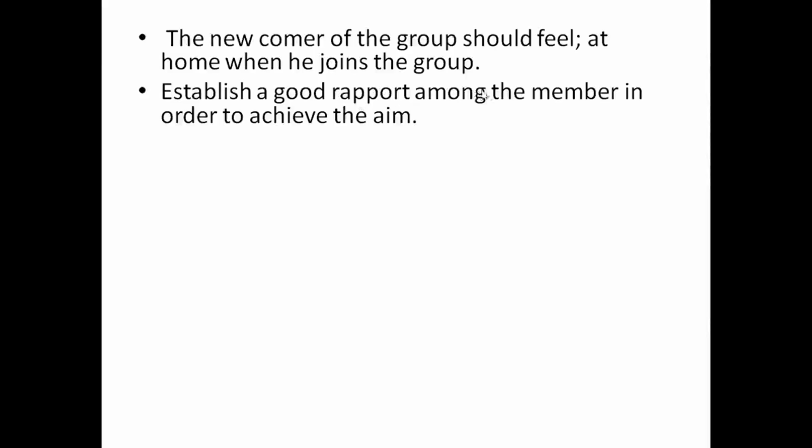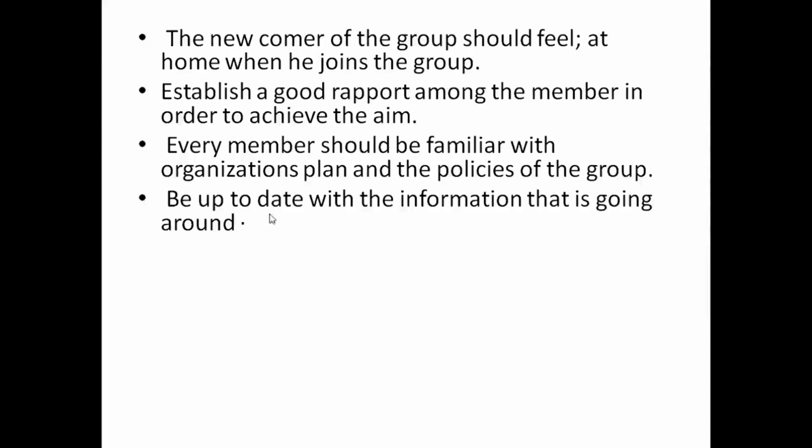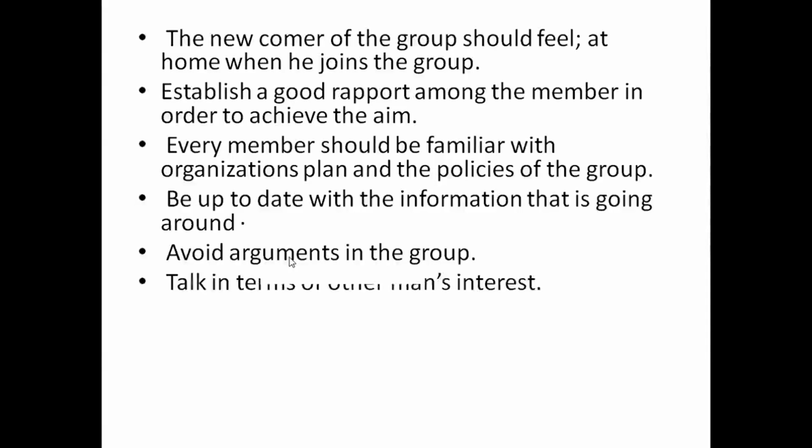Establish good rapport among the members in order to achieve the aim. Every member should be familiar with the organization's plans and policies of the group. Be up to date with information that is going around. Avoid arguments in the group. Talk in terms of other people's interest.